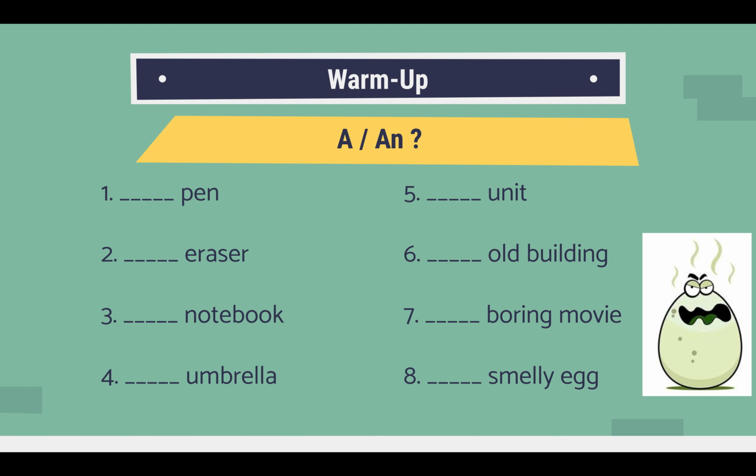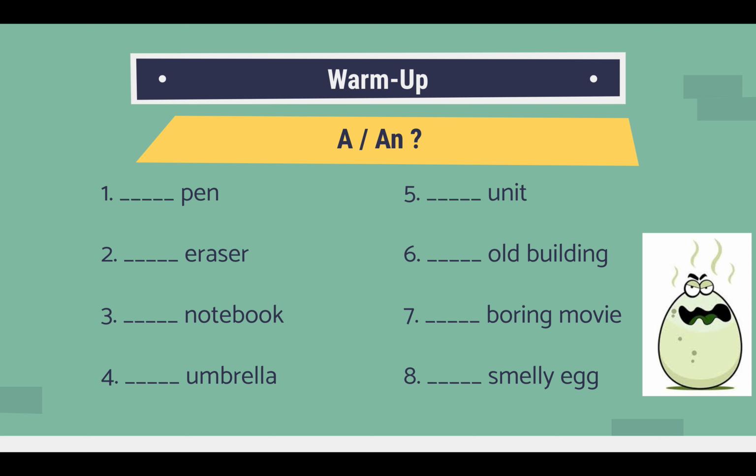Let's start with a warm-up. What do you know already about the articles a and an? I have some nouns here, 1 through 8. I'd like you to decide, should I put a or an before each of the nouns? You can pause the video while you think about this.